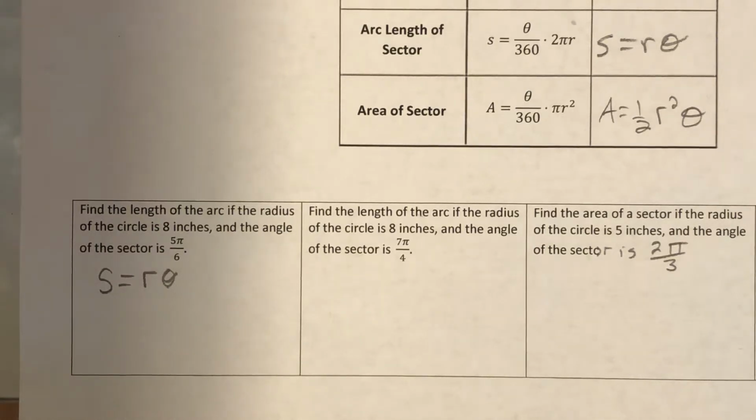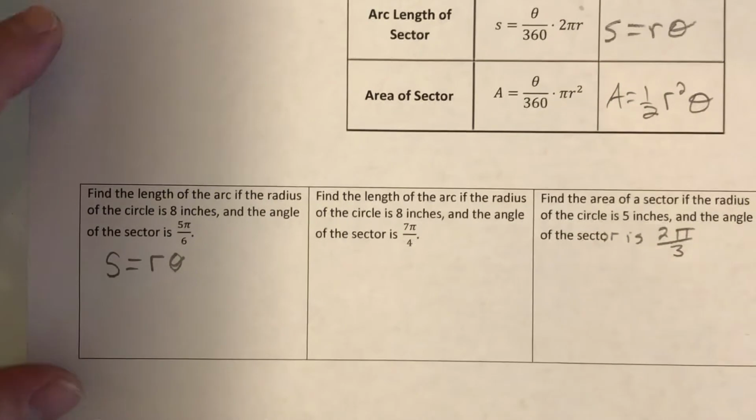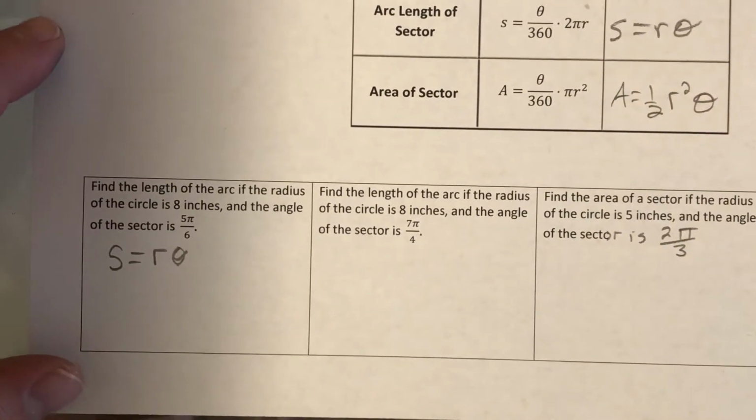Okay, guys, what we're going to do now is look at some examples of finding arc length and sector area when you're given the measure of an angle in radians, okay? So the first couple of examples we're going to look at involve arc length.